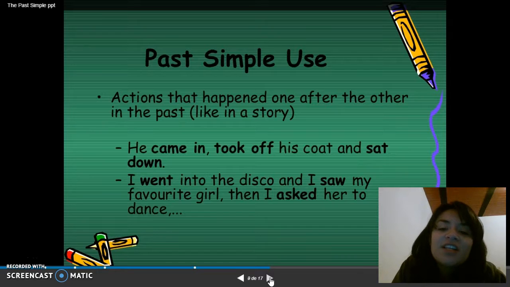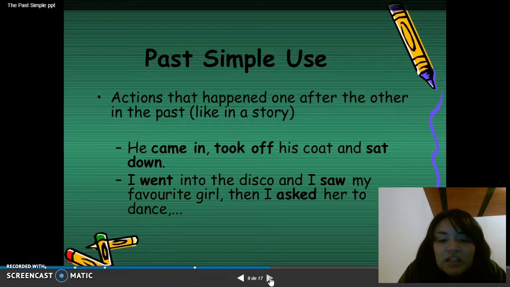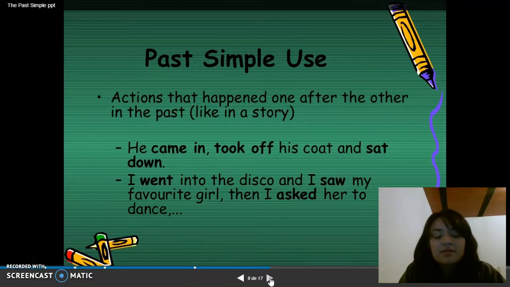Then we have actions that happen one after the other in the past, like a story. He came in, took off his coat, and sat down. I went into the disco and I saw my favorite girl, then I asked her to dance. You see?